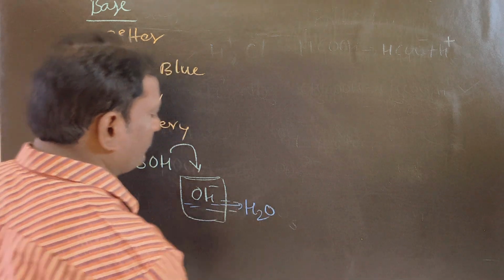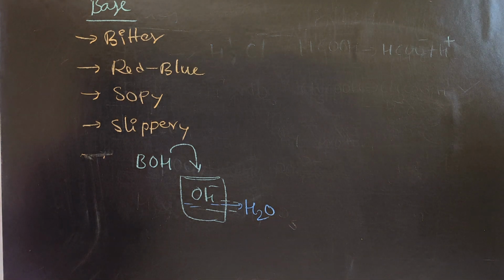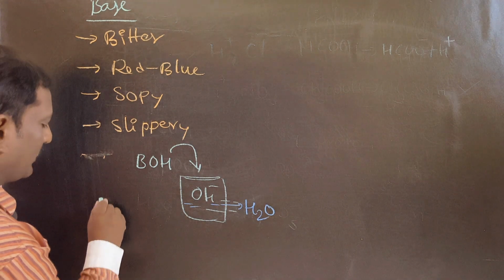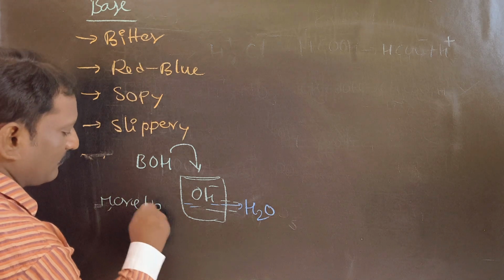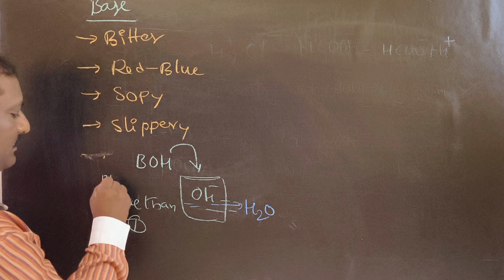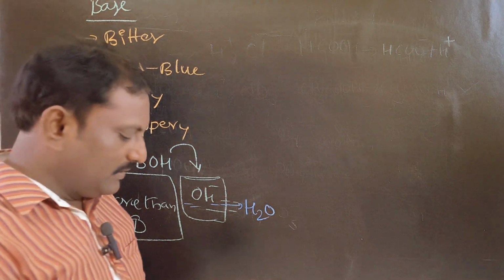Dropped in water, these are the bases. And not only that, bases have a pH value more than 7. Please make a note of it: the pH is more than 7. Okay. Examples.